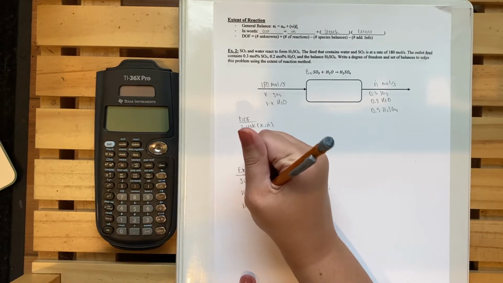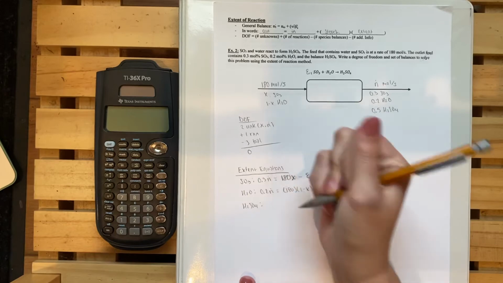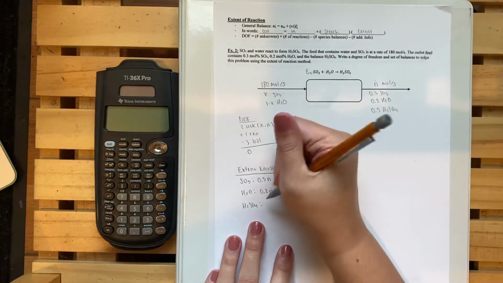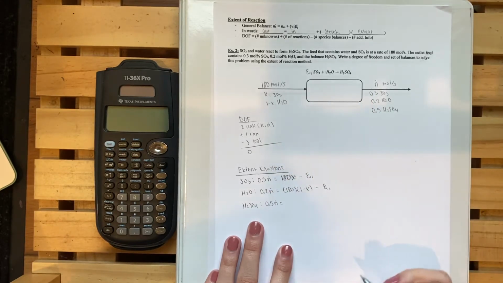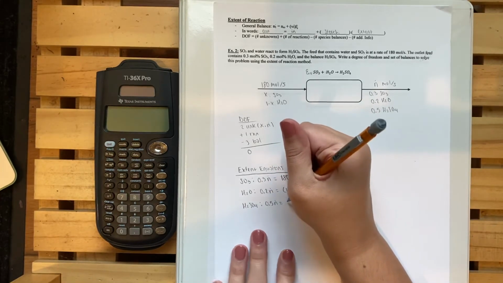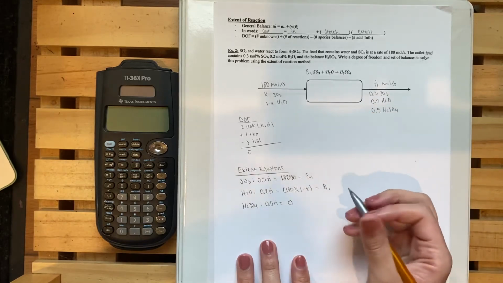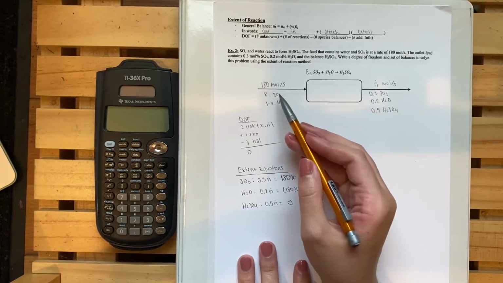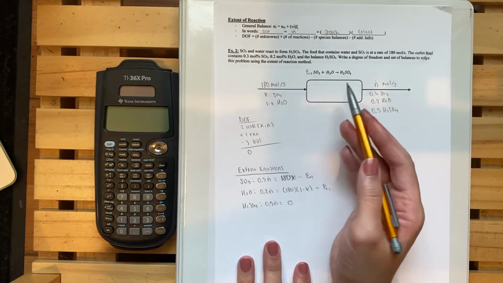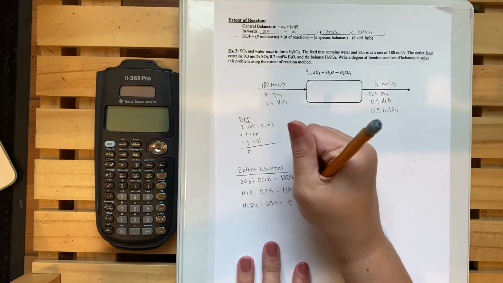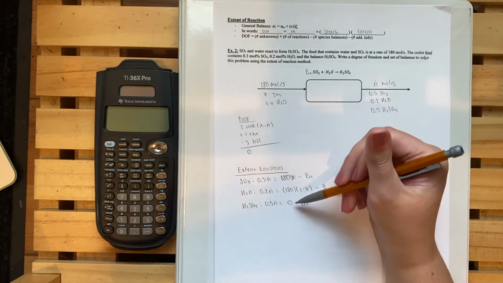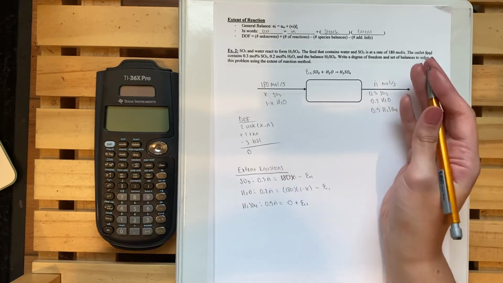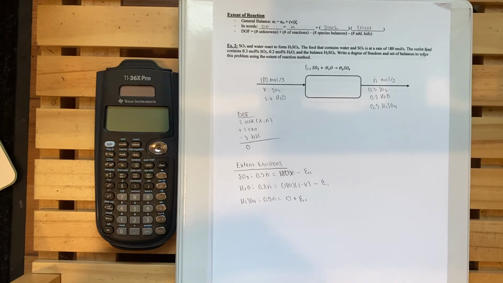And then H2SO4, we have 0.5 coming out, and then we have nothing coming in because we're reacting to form H2SO4, so we don't have any coming into the reactor. And then plus the stoichiometry, since we're forming H2SO4, it's a positive here for the extent. And then you would just solve these for N and X.